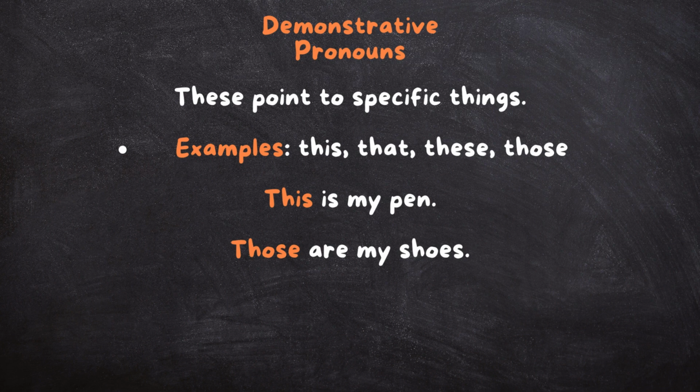So we use demonstrative pronouns to point out specific things, to point out, as in the first sentence, a specific pen that belongs to me, and as in the second sentence, the specific shoes that also belong to me.